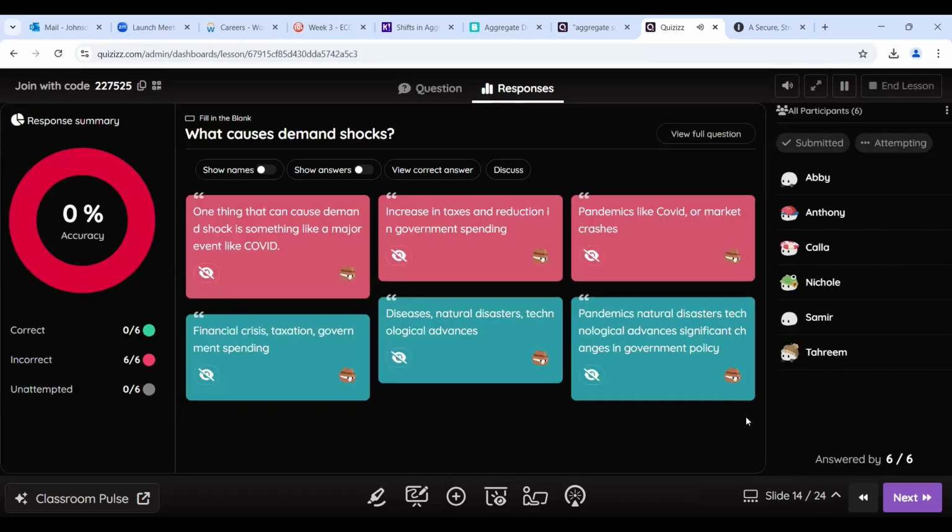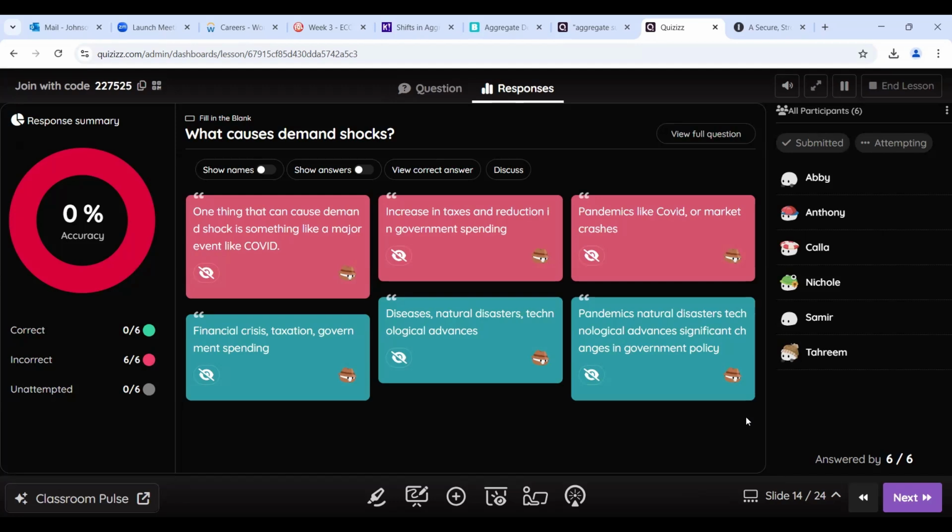So one thing that causes a demand shock is a major event like COVID. Yes, so a massive demand shock. That was a good point. Increase in tax and reduction in government spending. Yes, that'd be great. A great example that would cause a shift left in demand, a reduction in demand.